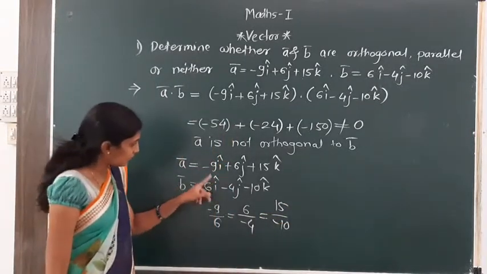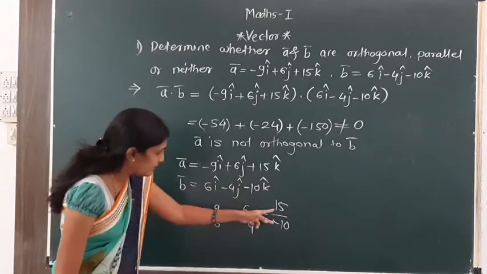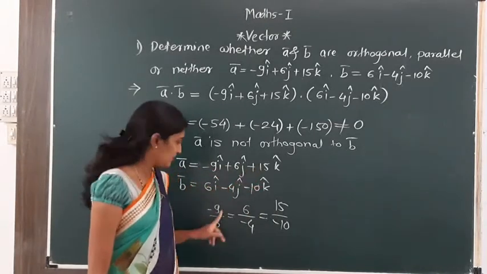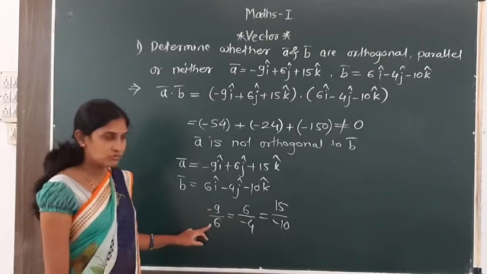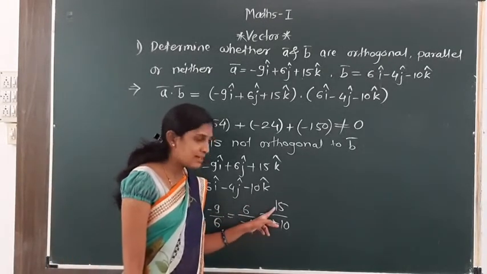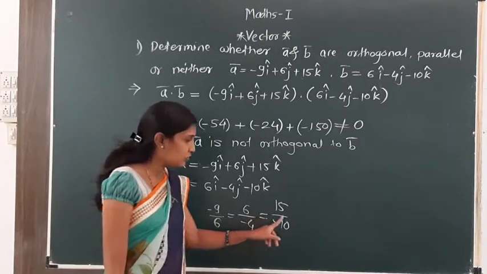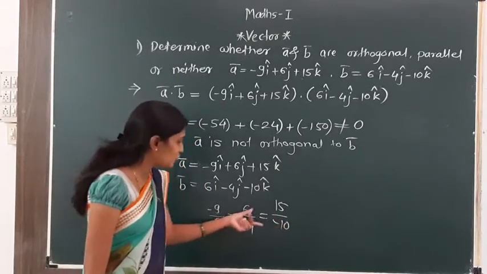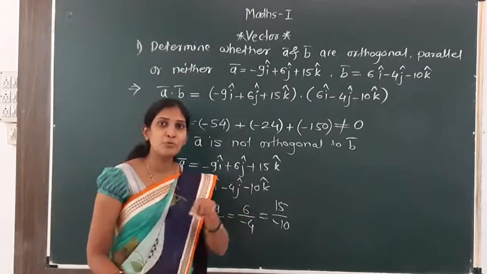Here the i cap, j cap and k cap coefficients are in proportion. Look at these ratios. The first value is minus 3 by 2, the second value is also minus 3 by 2, and the third value is also minus 3 by 2. If we divide by 3, by 2, by 5, the ratio is similar. If that ratio is similar, then these coefficients are in proportion.